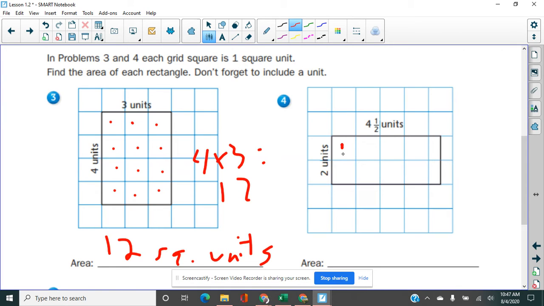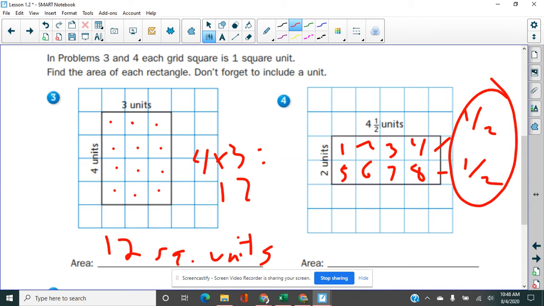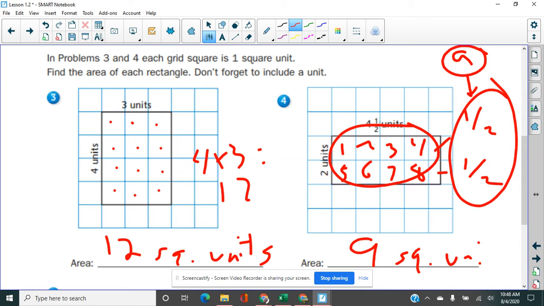Well, I'm going to count the boxes that are full boxes. 1, 2, 3, 4, 5, 6, 7, 8. And I'm looking at this. This is a half of a box, and this is a half of a box. And I know that if I put these two halves together, that will equal 1 whole, right? So this actually is my 9th complete box. There were 8 here, and then this is 1 more. So my area for number 4 is 9 square units.